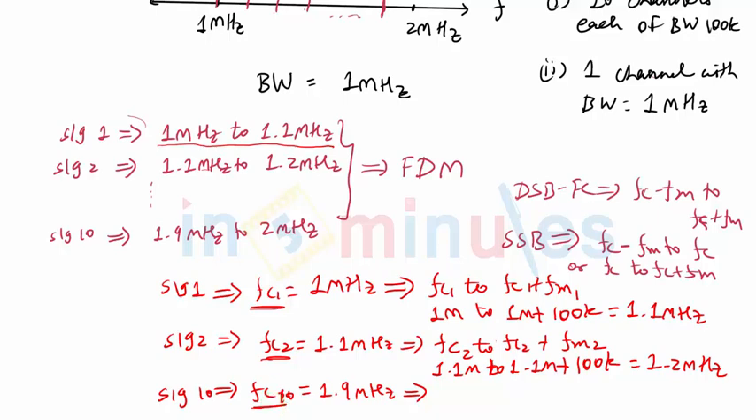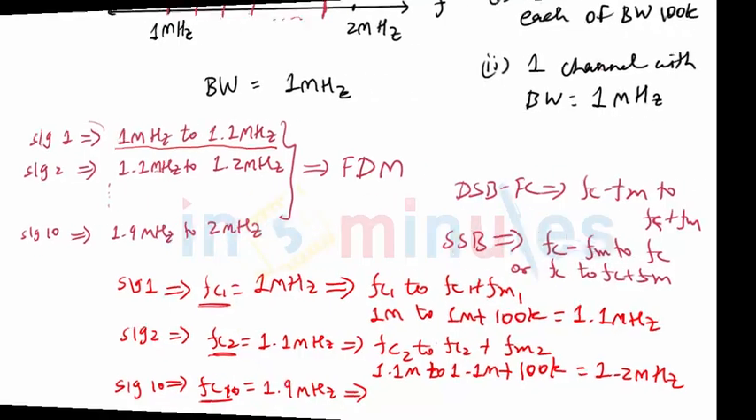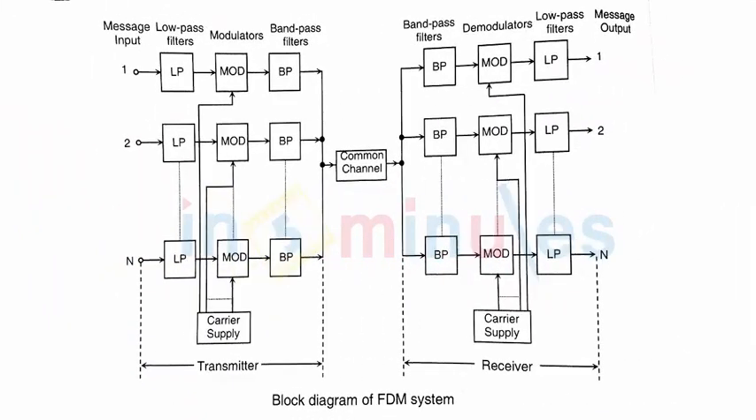Let us now go to the block diagram of the FDM system. So this is the block diagram of the FDM system, frequency division multiplexing. The left hand side is the transmitter side of the FDM and the right hand side part is the receiver side. You can see there are n number of message signals, or you can also call them information signals, 1 up to n.